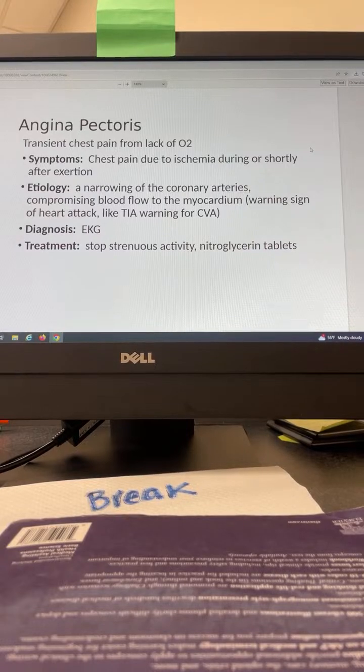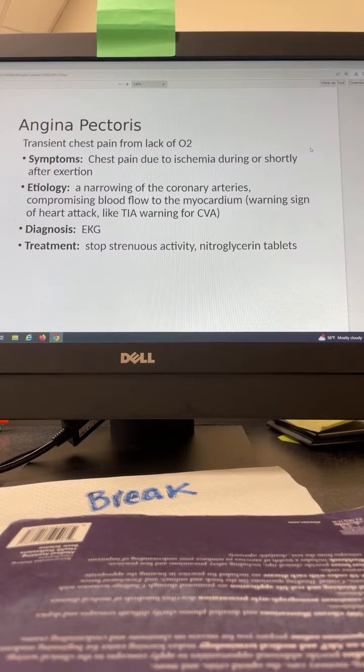All right, and then we have angina. Angina is kind of similar to when we talked about stroke. Remember we had CVA and TIA. TIA was kind of a temporary transient stroke where the brain cells hadn't completely died yet, but it was like a warning sign for stroke. Angina is basically the same thing for a heart attack. So it's transient chest pain from lack of oxygen and blood flow to the heart, but no lasting permanent damage. Okay, so it's kind of a warning sign.